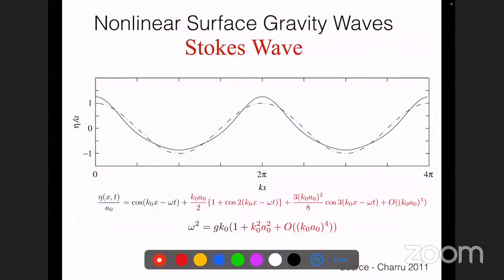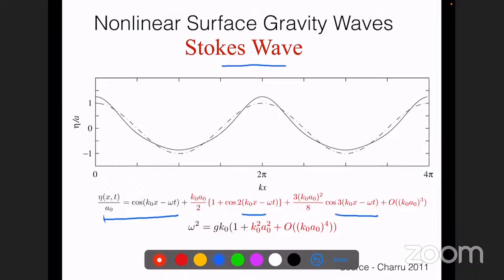Now you can ask the question, if I perturb the surface gravity waves, would that be unstable? So we are not going to work this algebra out, but what we have found is that in the linear theory, the interface deformation is some sin(kx − ωt) or cos(kx − ωt). Now, if you do this process in higher orders in amplitude, you can go all the way to a cos 2(kx − ωt) and a cos 3(kx − ωt) term, and that's called a Stokes wave.